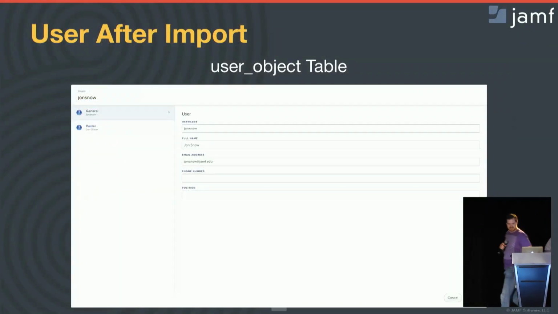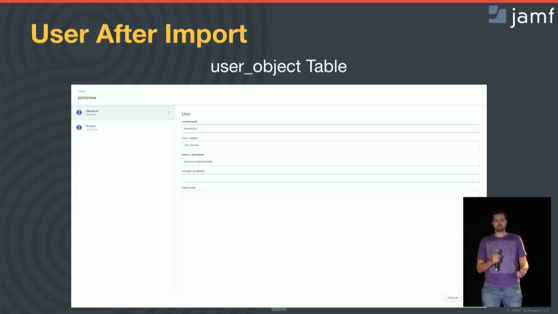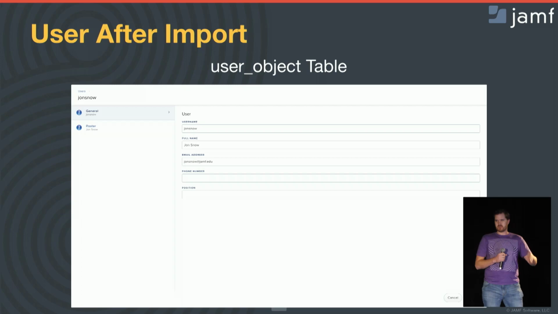All right. So one thing that's a little confusing is what happens after the user is imported. Like, where does this information come from? This page here shows the user object table. This is the normal user that's always in your Jamf Pro server if you have any user. That's where this information is stored. If you're doing a match, it doesn't edit this information. This information is going to stay exactly the same. Nothing's going to change on this.